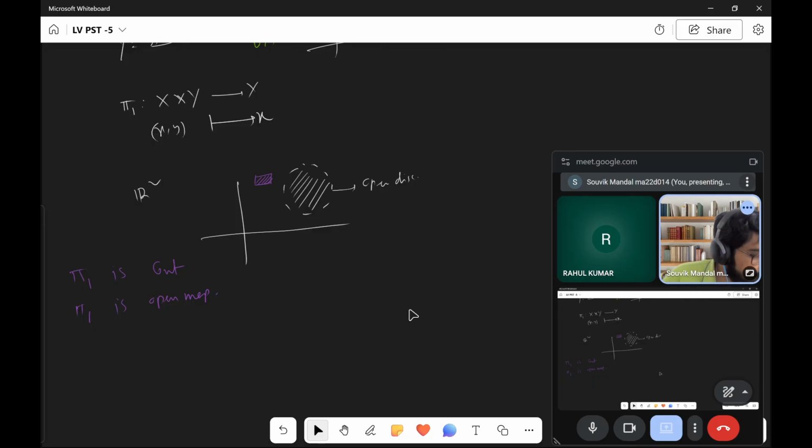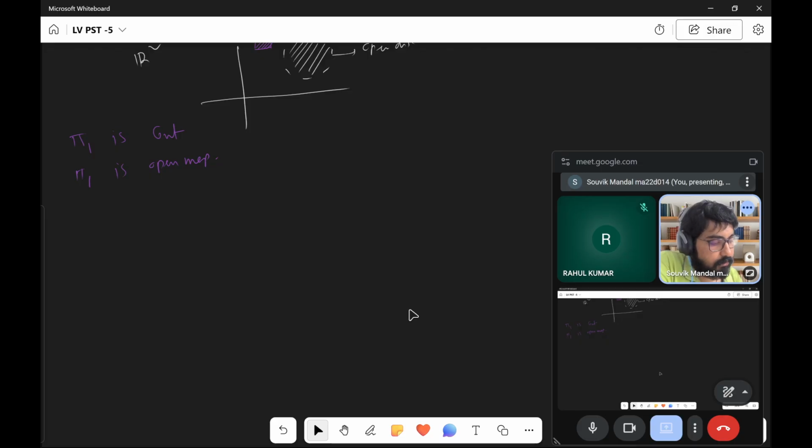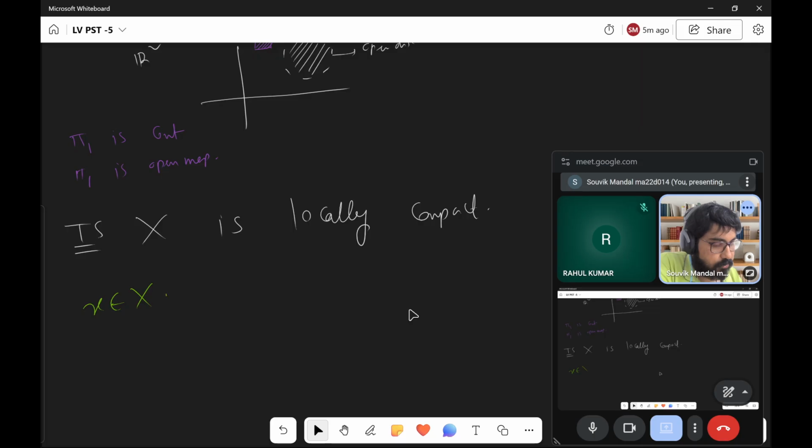So the thing is as follows. We need to show that x is locally compact, right? So what we'll do? Choose x belongs to x and choose some y belongs to y. So the point x comma y belongs to x cross y.